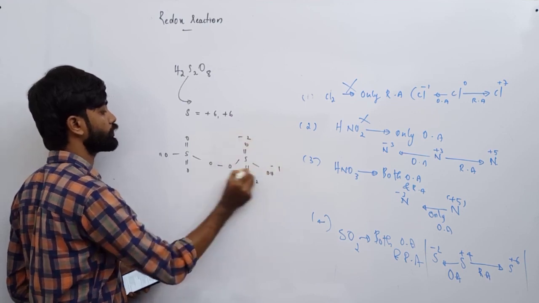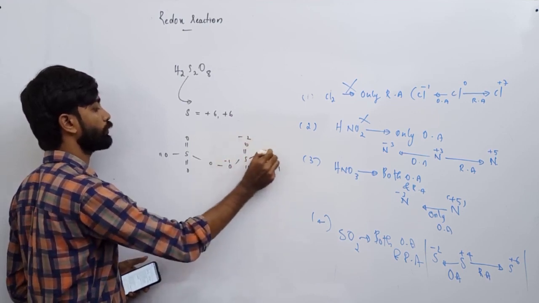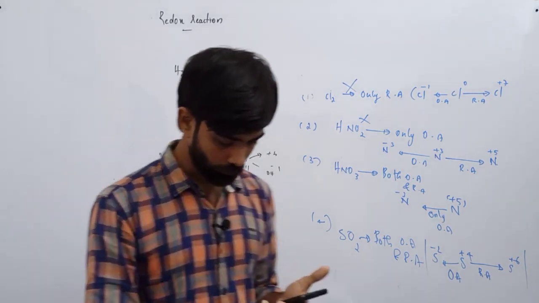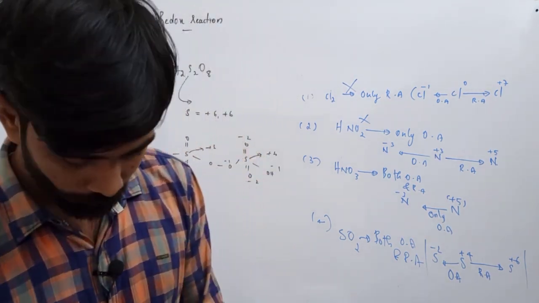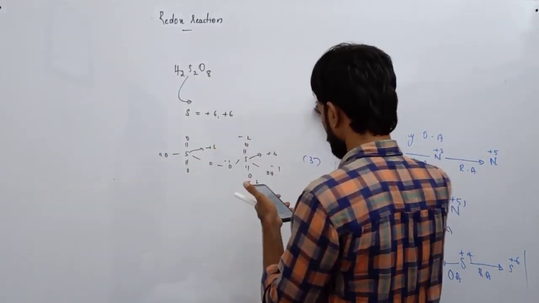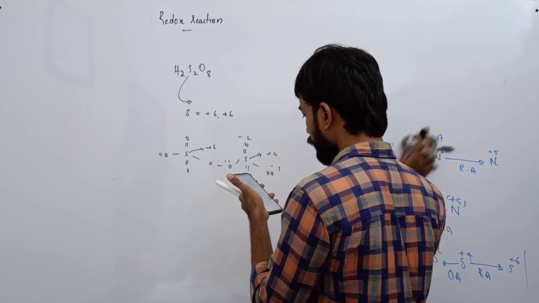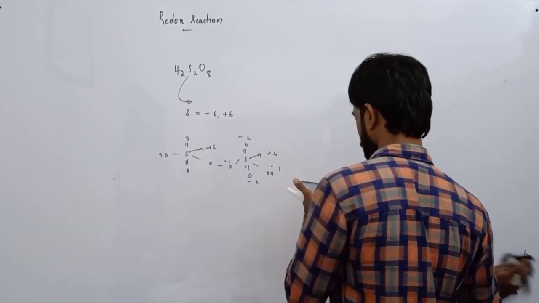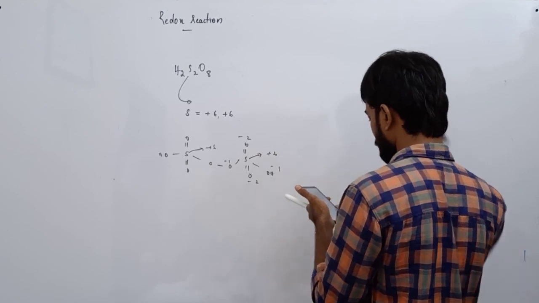-2, -2, -1, -1. So +6. Like that, this also +6. It is discussed already. Okay, moving to the 17th question, and the question is, which one of the following has the lowest oxidation number of iron?